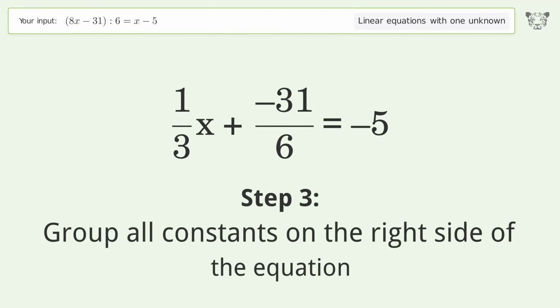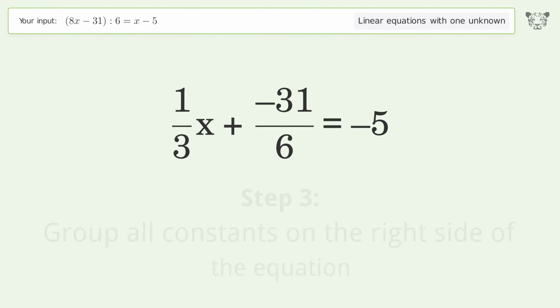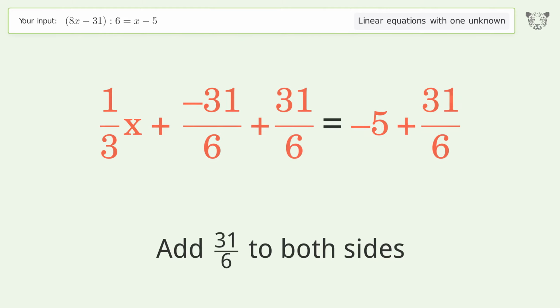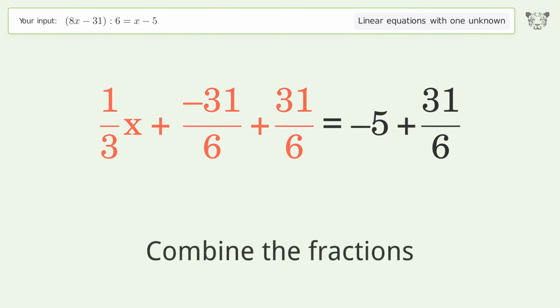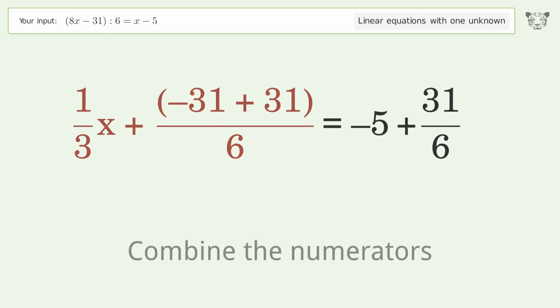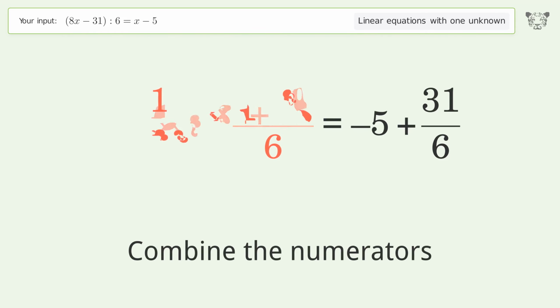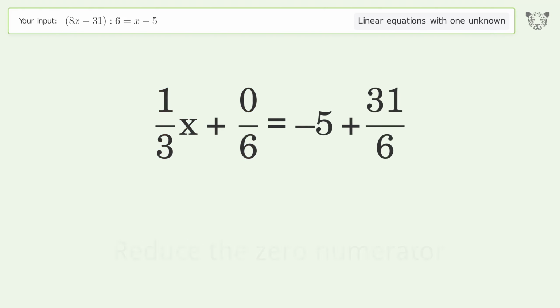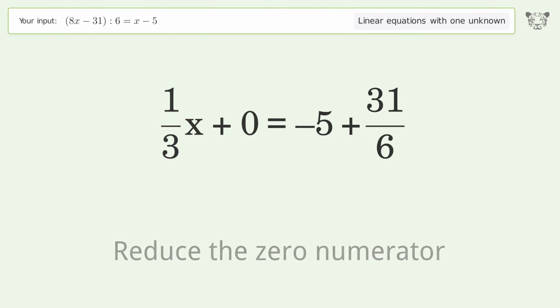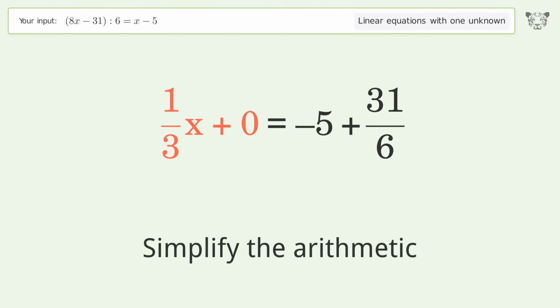Group all constants on the right side of the equation. Add 31 over 6 to both sides. Combine the fractions. Combine the numerators. Reduce the zero numerator. Simplify the arithmetic.